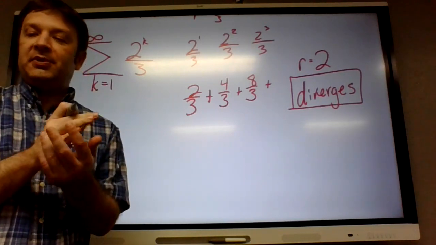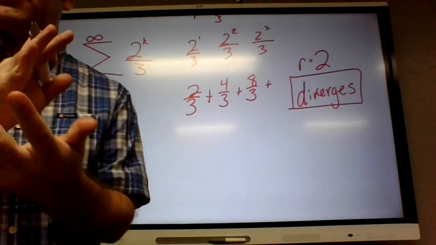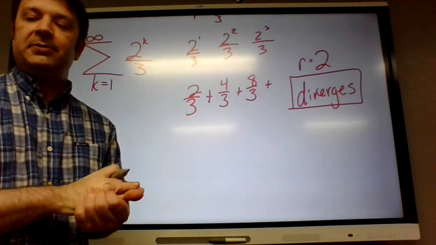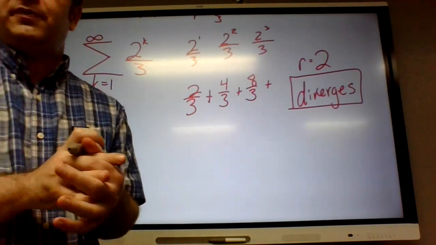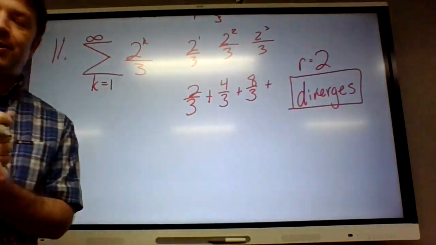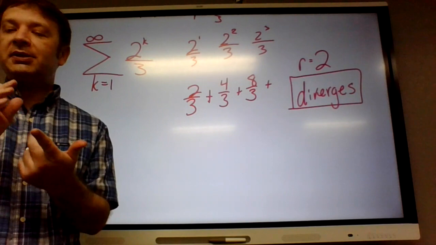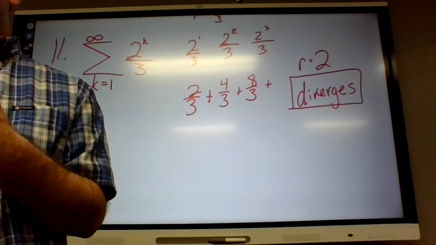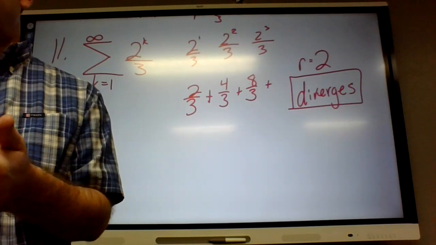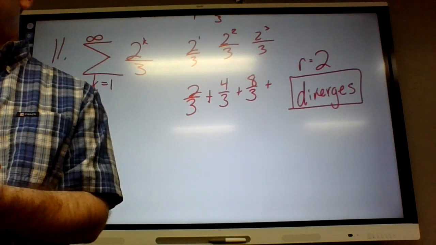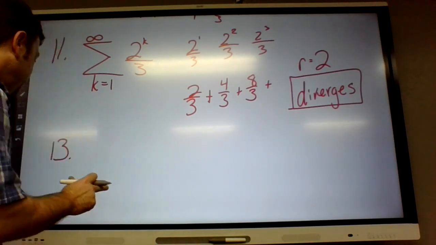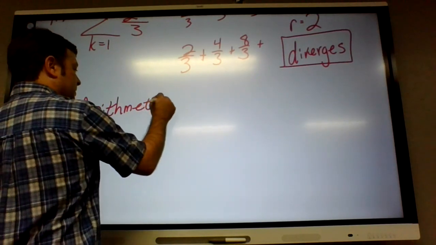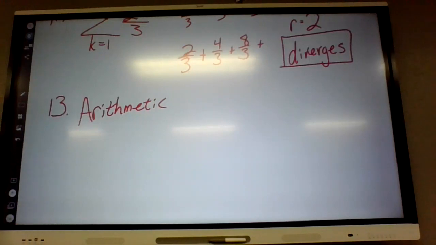Okay, so they're saying some of these are arithmetic, some of them are geometric. We have to figure out which one, and then we have to find the sum. So on 13, what is the pattern? 5 plus 15 plus 25. It's plus 10. Why is it not times 3? Because 15 times 3 is not 25. But if you do plus 10, that does work, right? So what kind of series is it? Arithmetic.